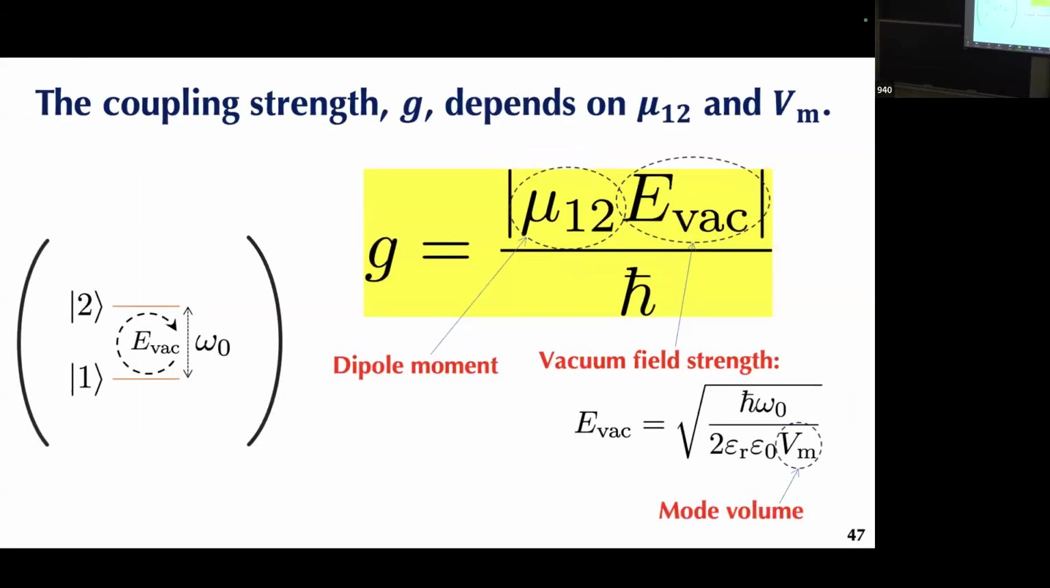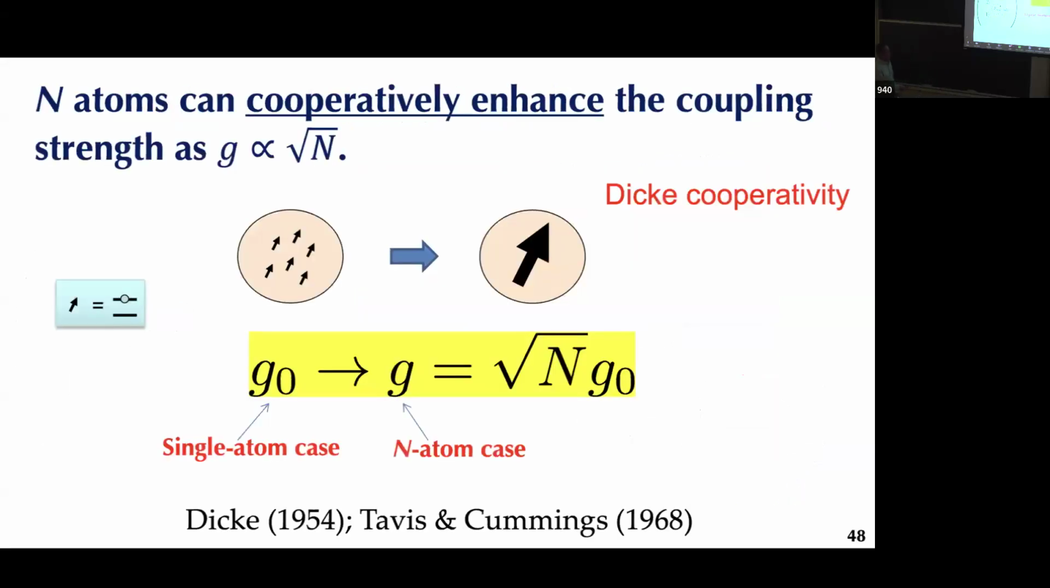So for an experimentalist, what we are looking for is a system which has a large g. So g is a product of a matter property and a cavity property. We're always looking for a material that has a large dipole moment, and we always design our cavity so that the vacuum field is enhanced. Typically this is achieved by shrinking the volume of the cavity.